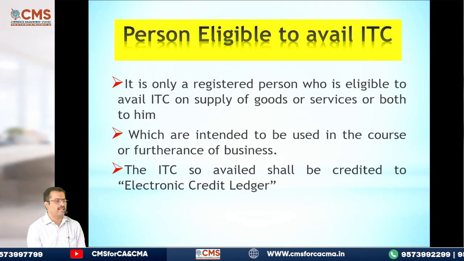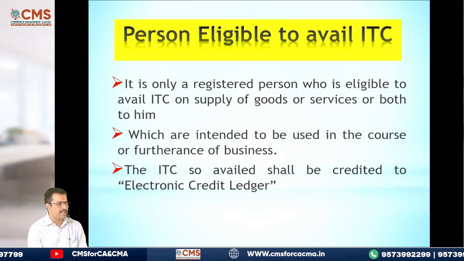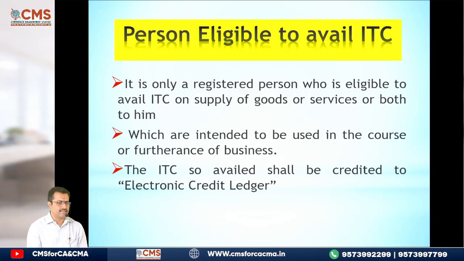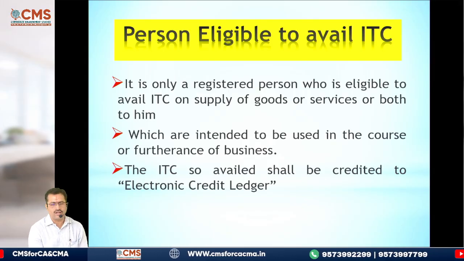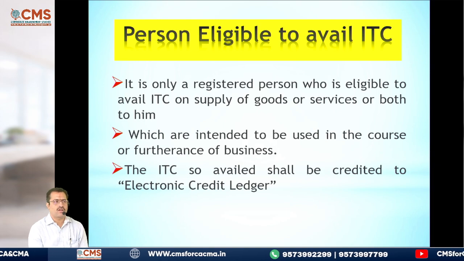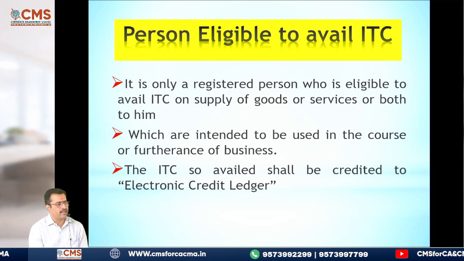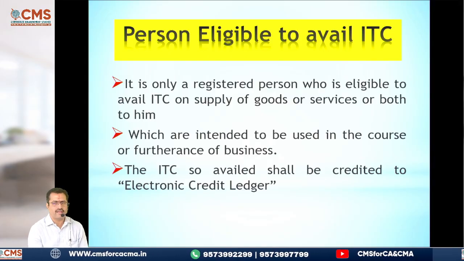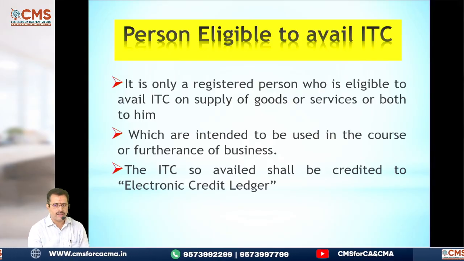So the person who is eligible to avail ITC, I have given, it is only the registered person who is eligible to avail ITC on supply of goods or services or both, again, which are intended to be used in the course or furtherance of business. Now, ITC so availed shall be credited where? Obviously to the electronic credit ledger.